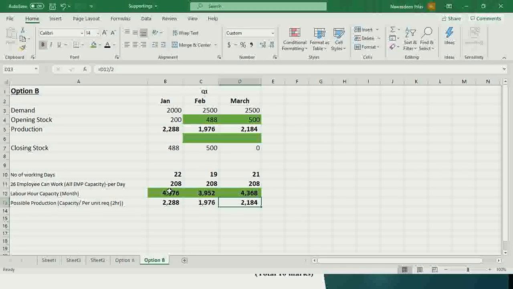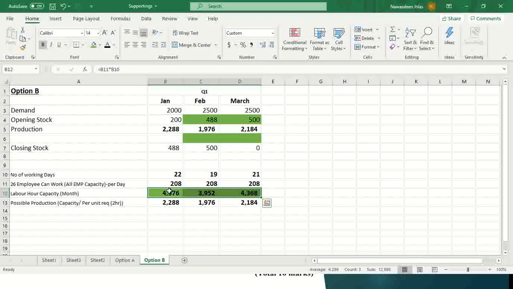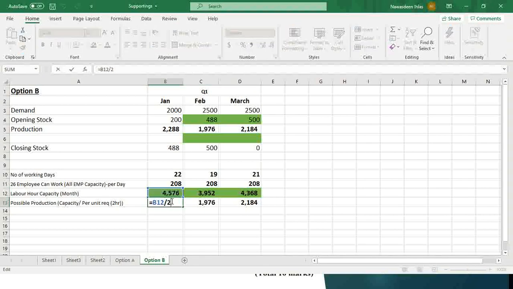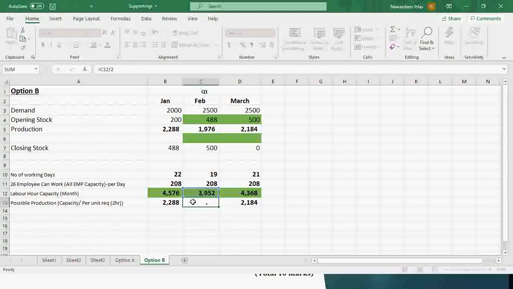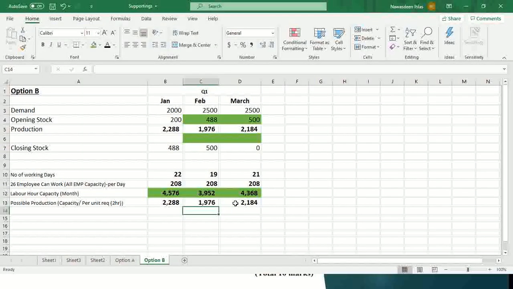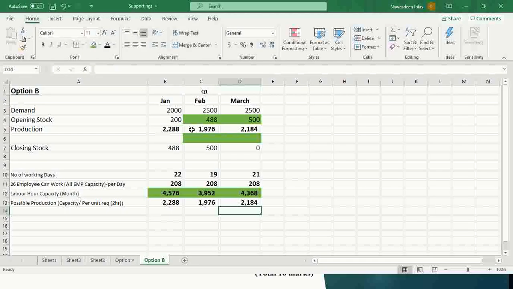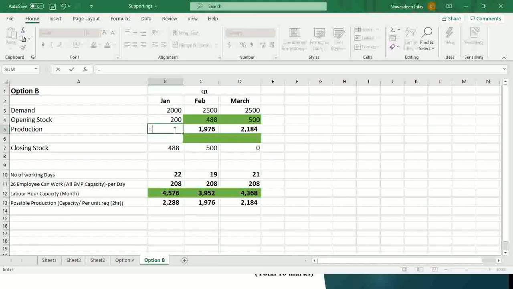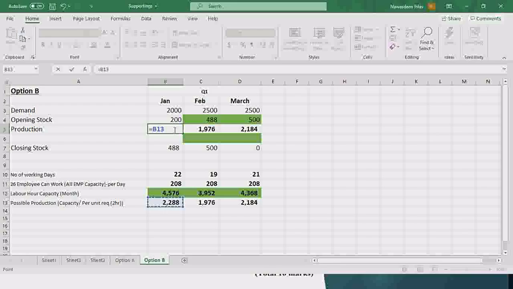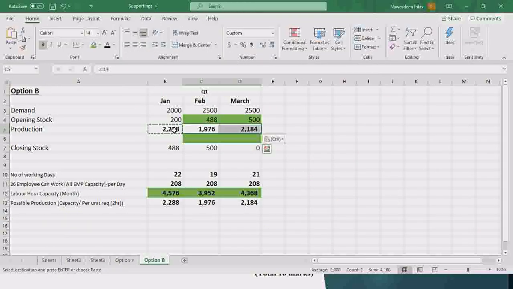This is our total labor hour capacity for this particular month. Per unit we need only 2 hours, so this can be divided by 2. Then we can find the number of output for each month. So now I have taken that production here. Here you can see the number of possible production using our stable workforce, not changing our workforce. Here we are only changing our inventory levels, right?